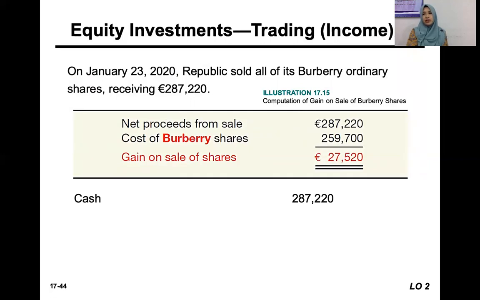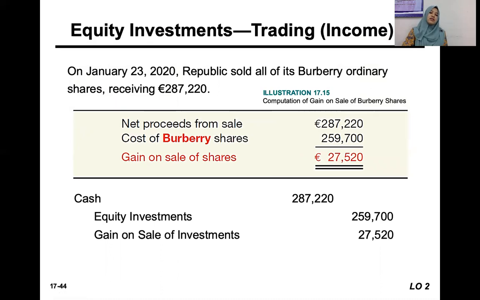So when we sell something, we get the cash, so we debit cash for the selling price. Then we close off that equity investment account because we already disposed of it, we sold it, so we credit equity investment, 259,700. If you notice the debit side is more than the credit side, it means we need something to balance in the credit side. When it is on the credit side, it should be the gain, gain on sale of investment, which will be recorded in the income statement.